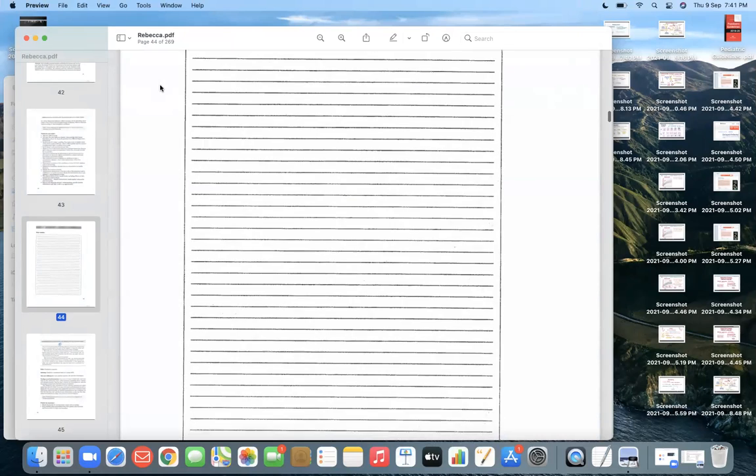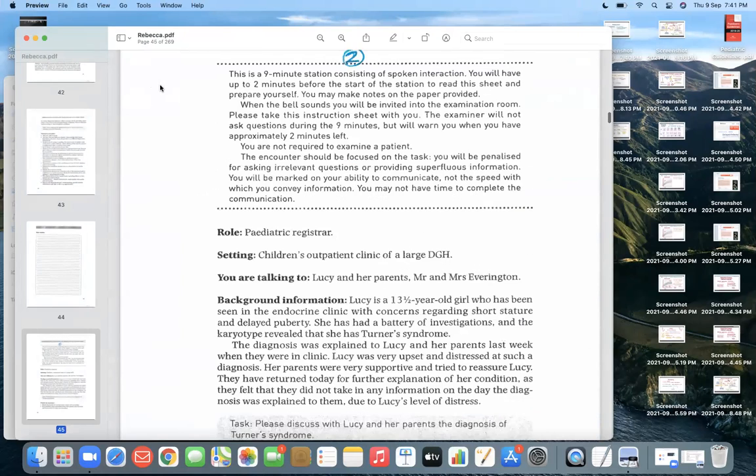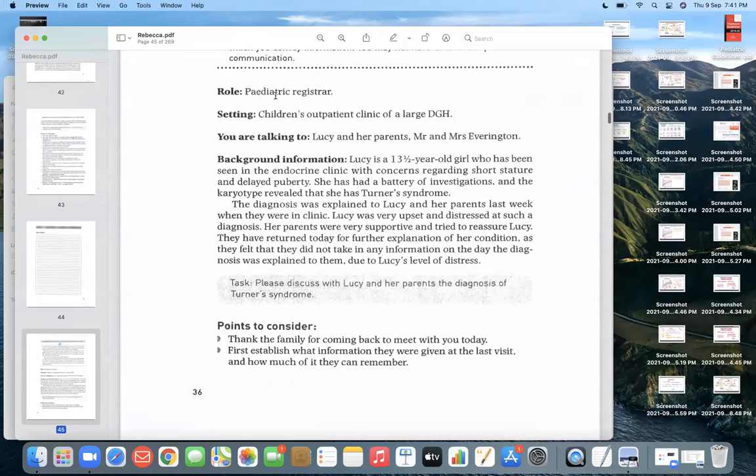Because this is also very important, you know, if we know the Rebecca, any scenario comes, we can handle it. So I will just read the scenario for you.